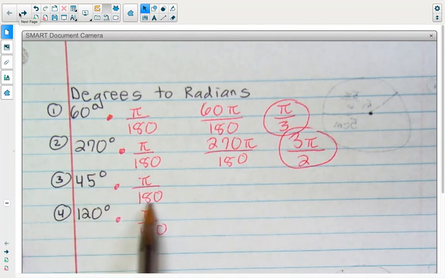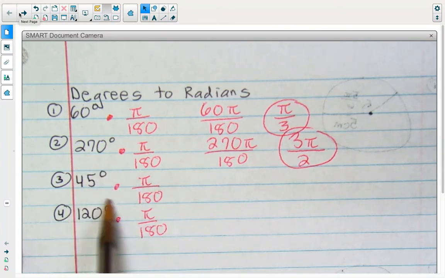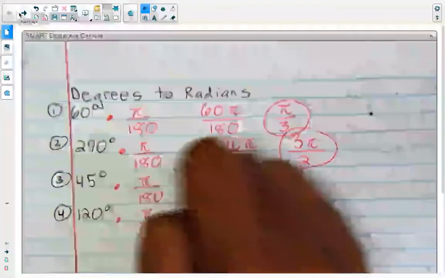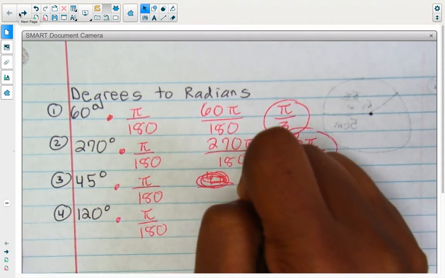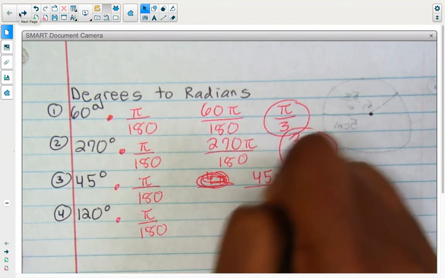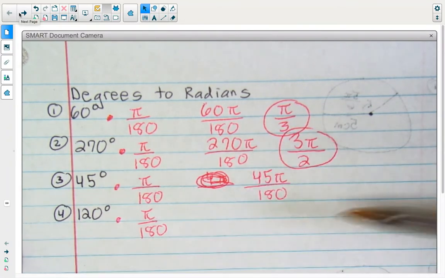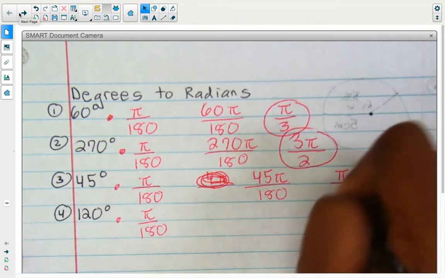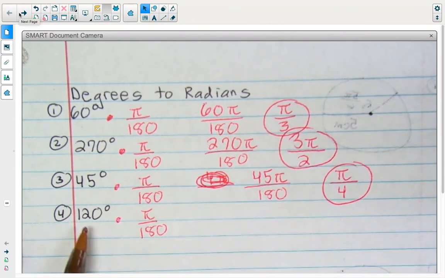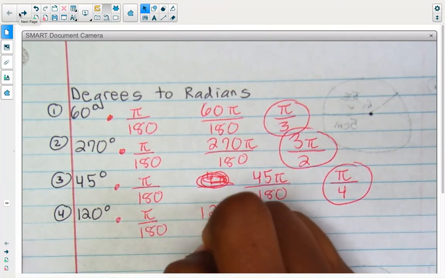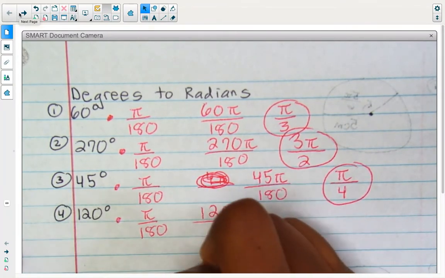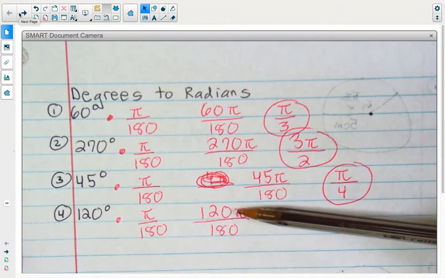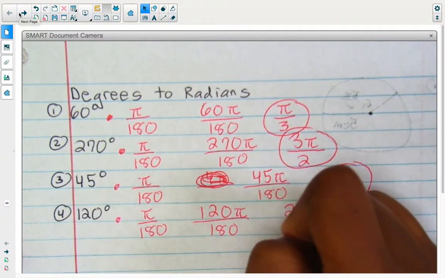I'm going to go through and do the same thing here. 45 times pi over 180, and we're going to reduce our fraction. The more of these you do, you won't have to write this intermediate stuff in. You'll just be able to go ahead and reduce as necessary. 45 over 180 reduces to pi fourths. And when I do this one here, 120 times pi over 180, we need to reduce 120 over 180, and that is going to reduce to 2/3.